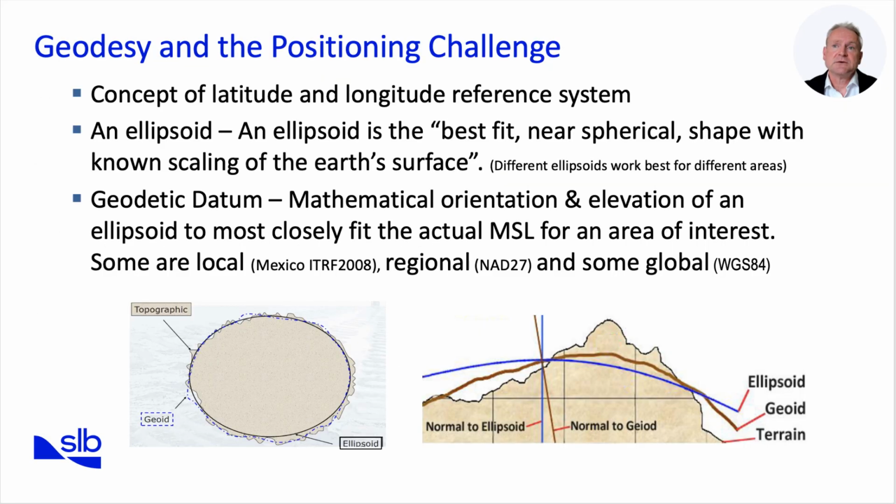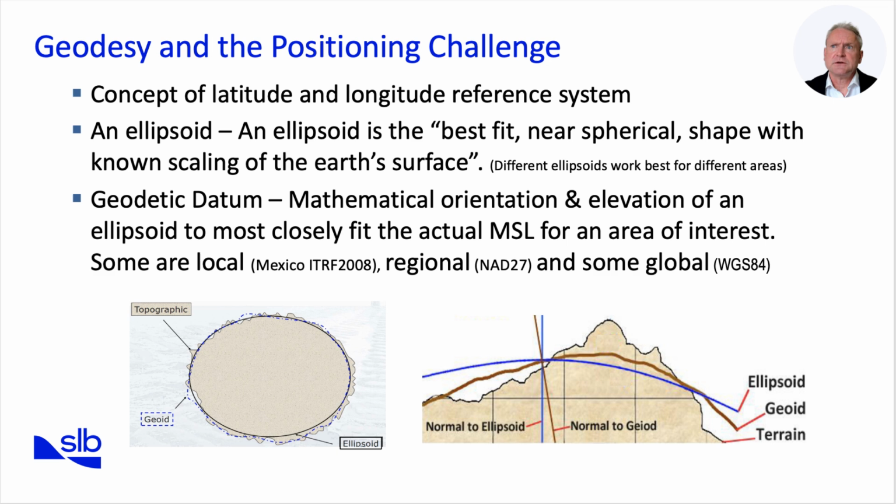The foundation of positioning is the system of latitude and longitude, but because the Earth is not a perfect sphere, we need a mathematical model to approximate its shape. This model is the ellipsoid. An ellipsoid is essentially a best fit, near spherical shape scaled to represent the Earth's surface. Importantly, different ellipsoids provide better fits for different regions.